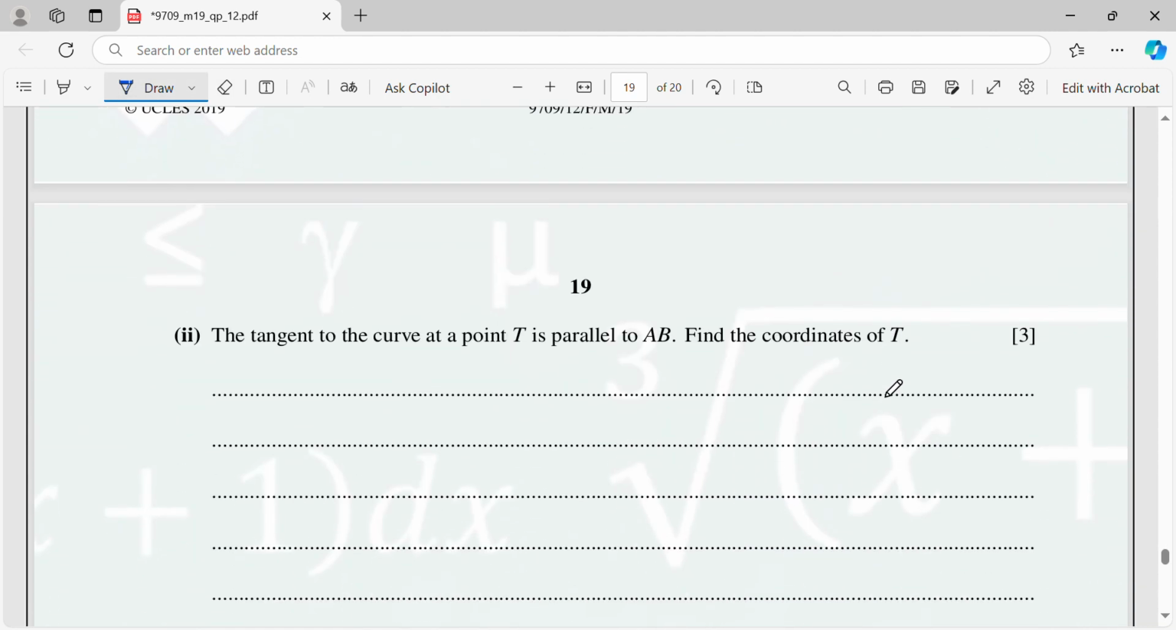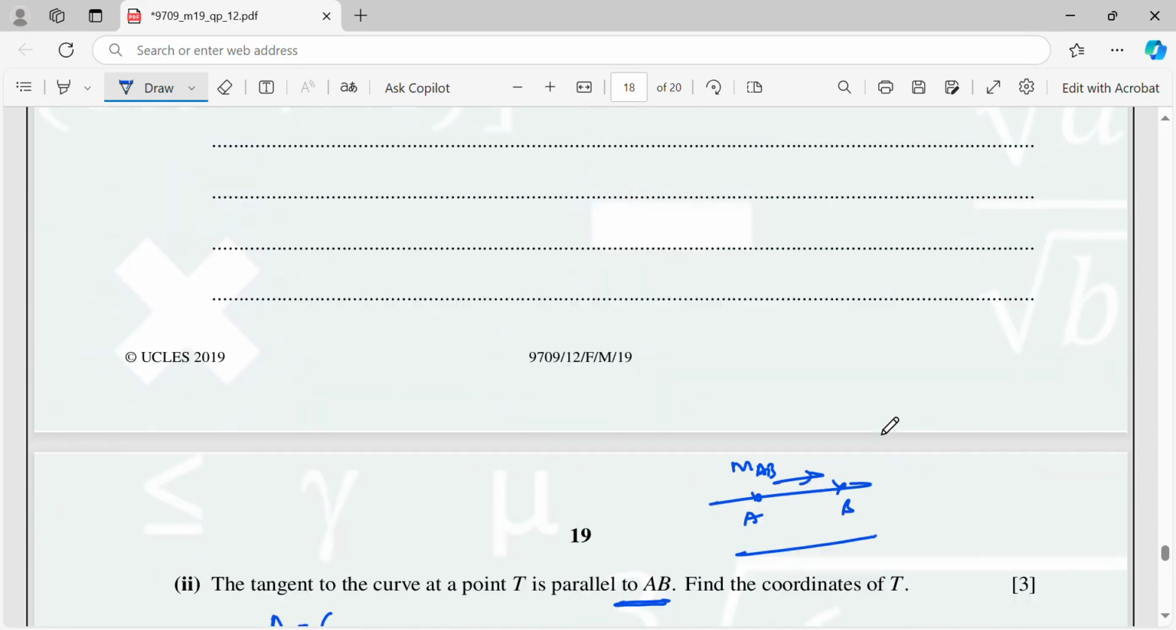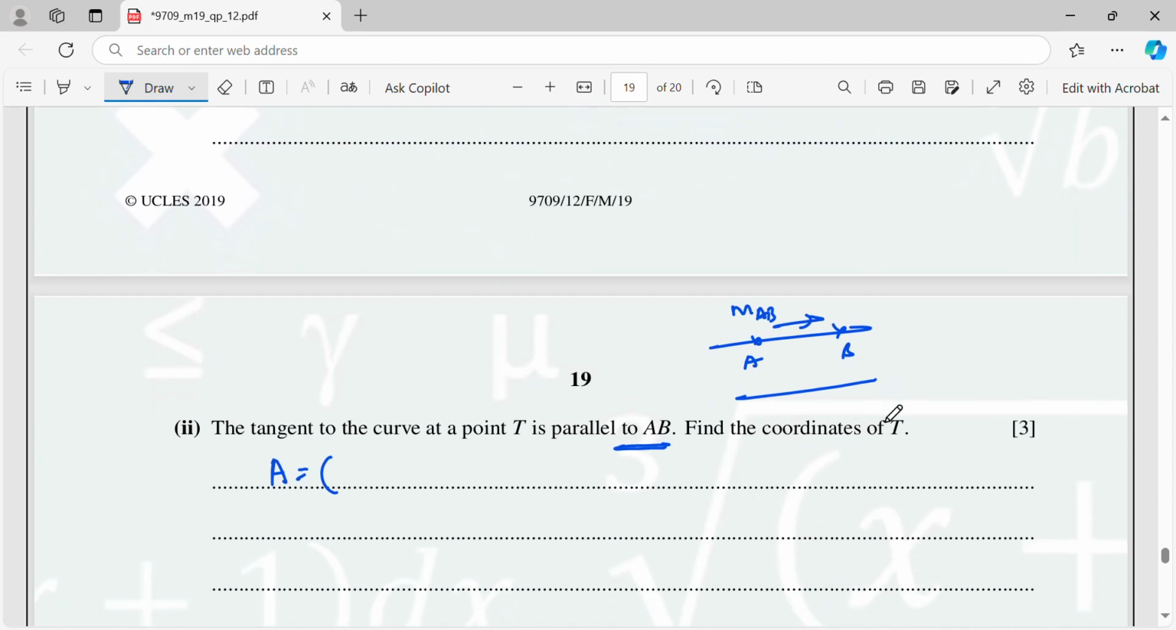Now part 2: the tangent to the curve at the point T is parallel to AB. Find the coordinates of T. When parallel to AB, here is A, this is B, and this is the tangent, right? So you need to find the gradient of AB. Now I will rewrite A with coordinates 1, 4, and B is 9, 12. So now my M, the gradient, M_AB equals y2 minus y1, if you still remember.